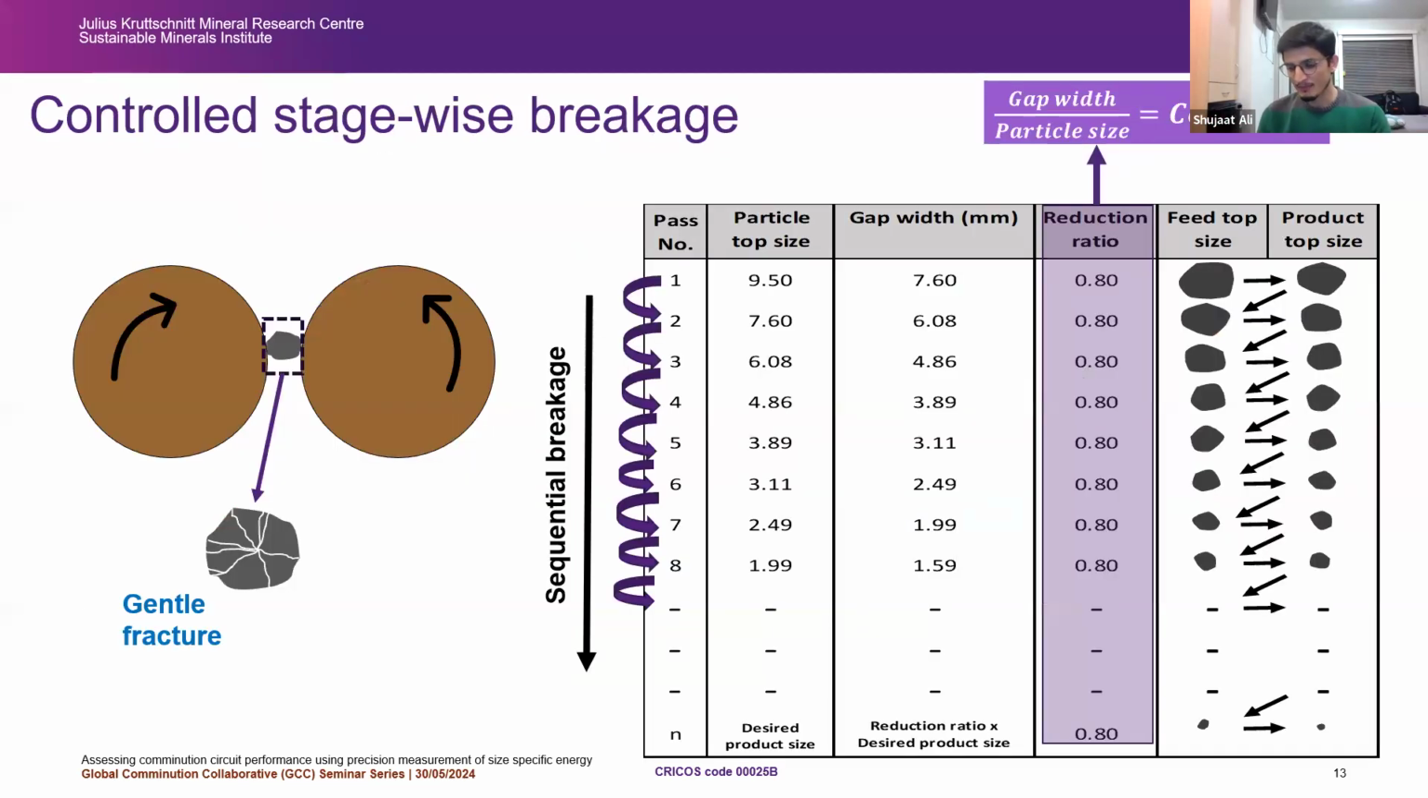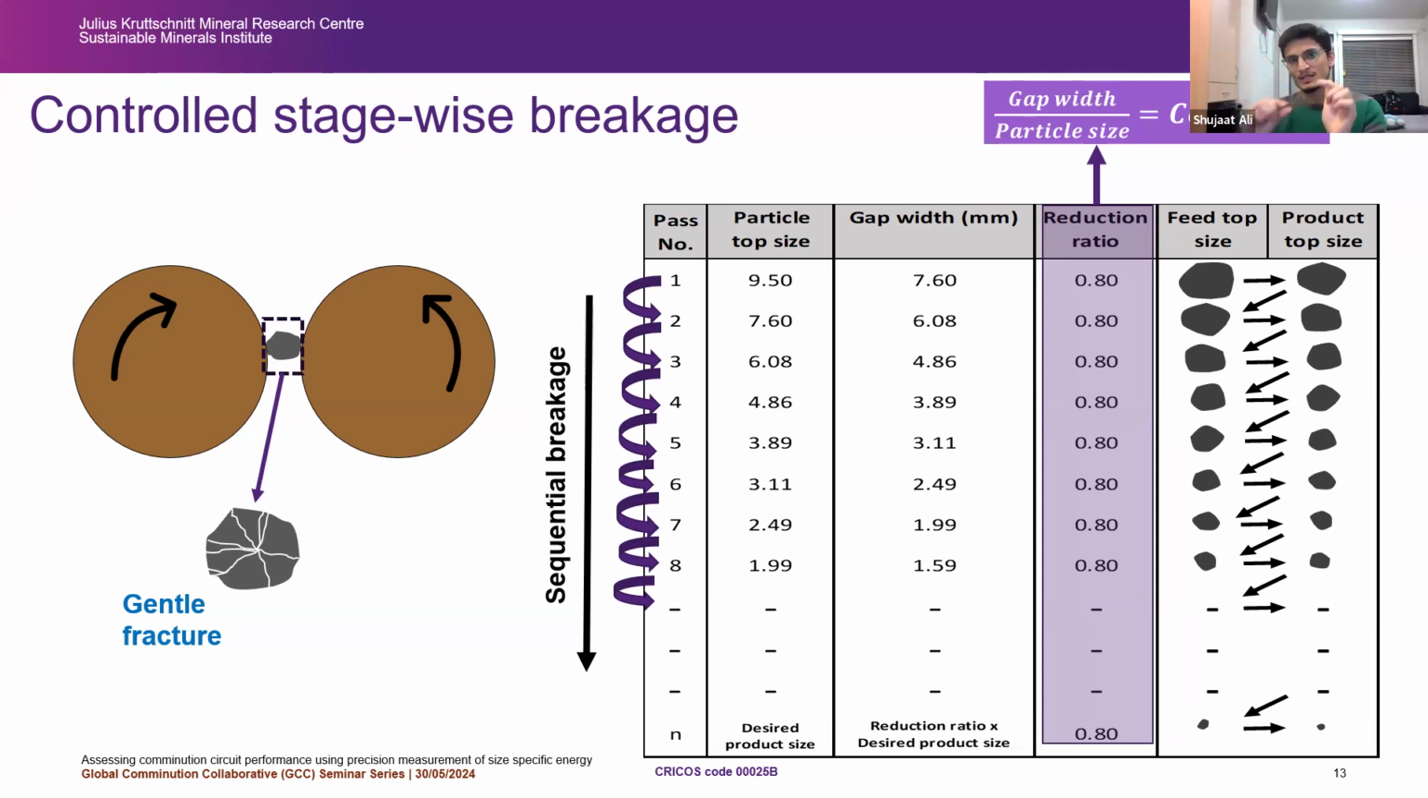Okay, so the method, what was the method? It's basically, as I said, it needs to be controlled. The breaking needs to be controlled. How do we reduce the size? We use the method of stage-wise breakage. So we choose a particle top size, a feed of certain top size, right? And then we control a gap. So we then control a reduction ratio between the gap between the rolls and the particle top size, or the feed top size, right? And then we keep it constant.